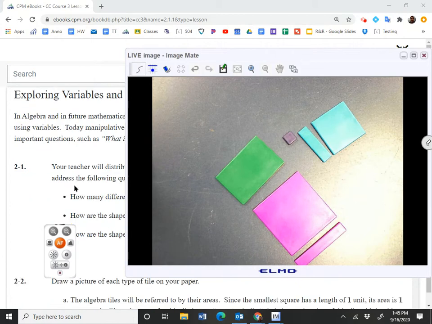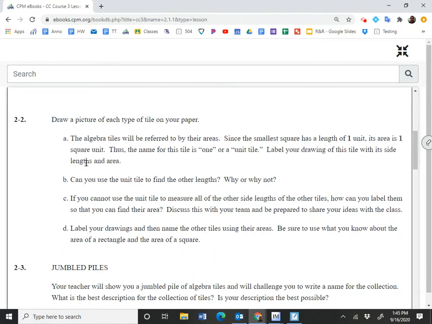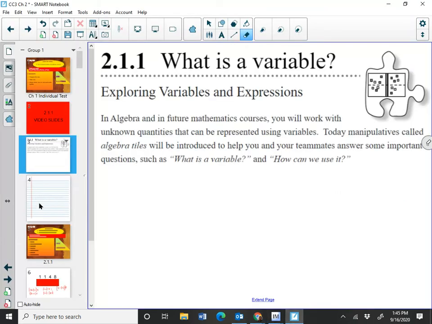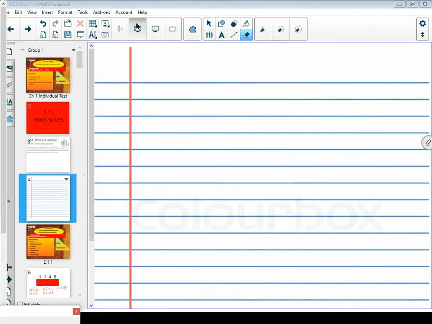That's problem 2.1. We're really not going to do too much on our paper with that one. 2.2 is the one we're going to do most of our work with today. And it says, draw a picture of each type of tile on your paper. Now, let's do this together. First of all, I do want to let you know this is probably going to take a good portion of a page. Your paper already should say 2.1.1, nice and big at the top. Please make it obvious. Okay, we're not doing 2.1, so we're just going to start with 2.2.